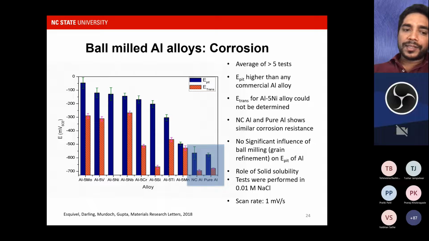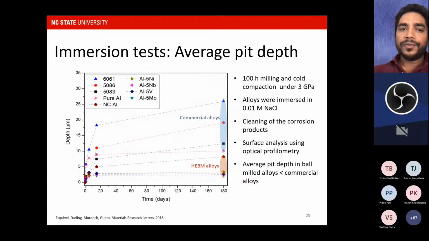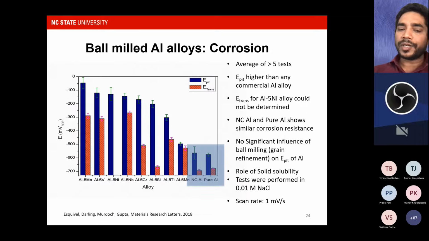But now if I look at the aluminum, moly, vanadium, and all these alloys, you see a huge increase in the pitting potential and the transition potentials. They are really corrosion resistant, right? And this corrosion resistance is coming just because of the change in the composition and the way we are designing the microstructure.